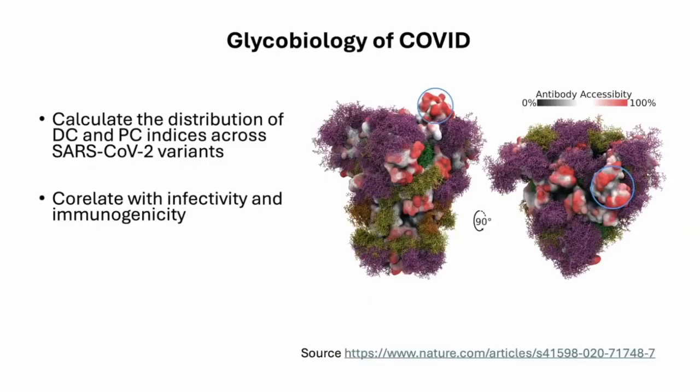Next slide. And with our final slide, we can calculate the distribution of the indices across different SARS-CoV-2 variants on the spike protein, and correlate it with infectivity or immunogenicity. And we are still brainstorming all the possible future applications, but this is, let's say, the first project to test out the whole idea. Thank you very much for listening.